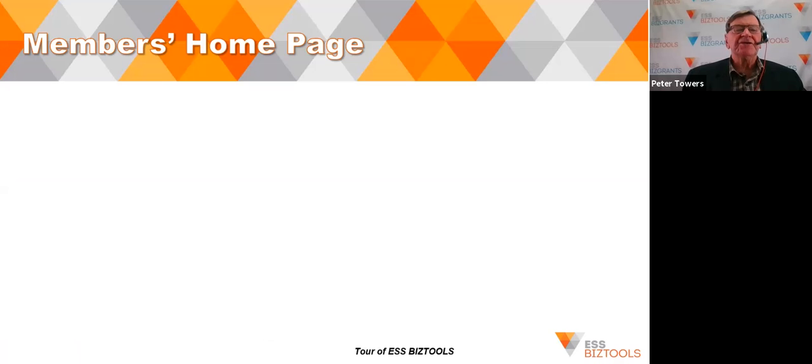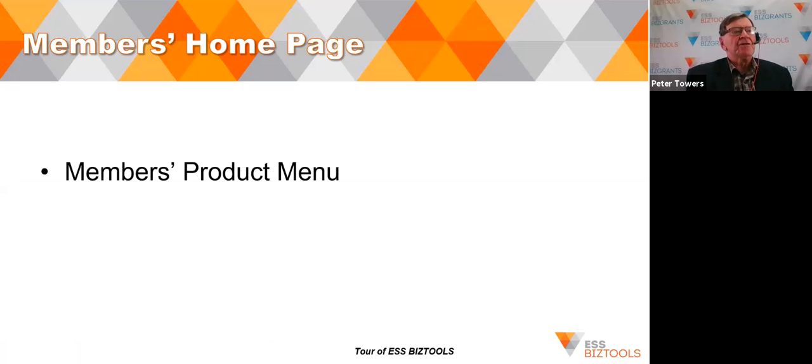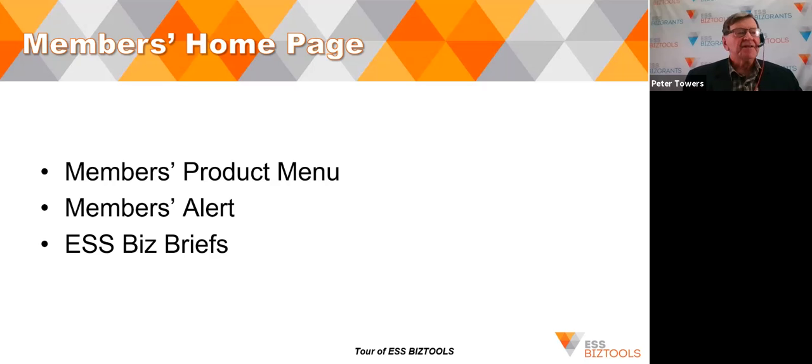Today, I want to give you some guidance as to the members homepage area and guide you through how we have organized various parts of the ESS BIZTOOLS product range. So we're going to be looking at the members product menu, members alerts, which we prepare around 8 to 10 times per annum and send to you. And we'll start on ESS Biz Briefs to give you a better understanding of how that works.